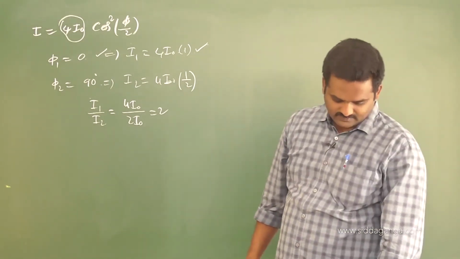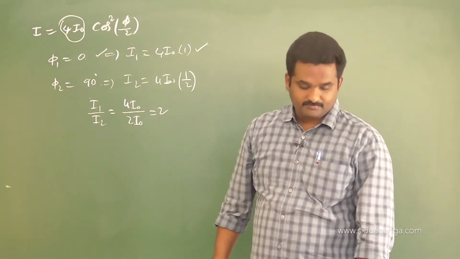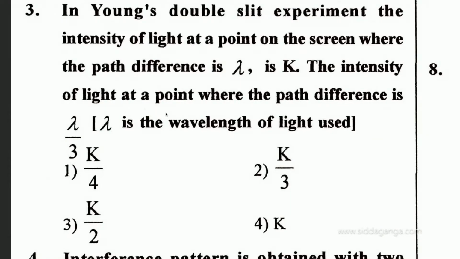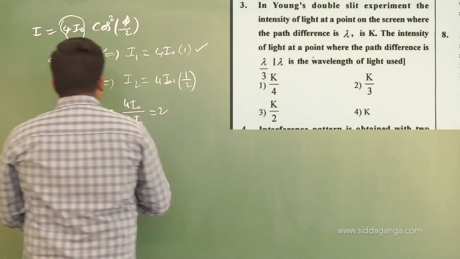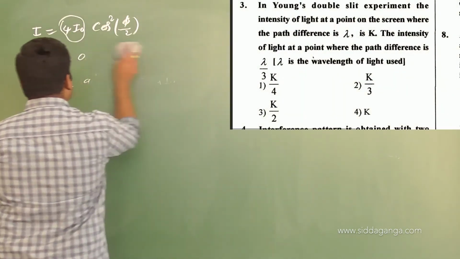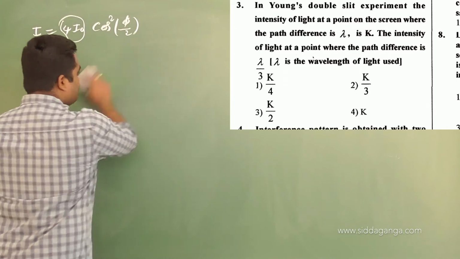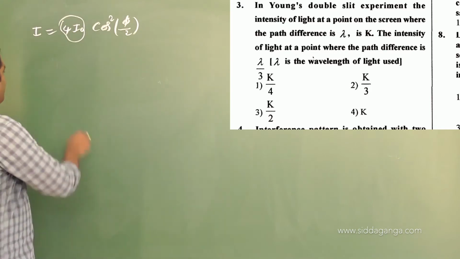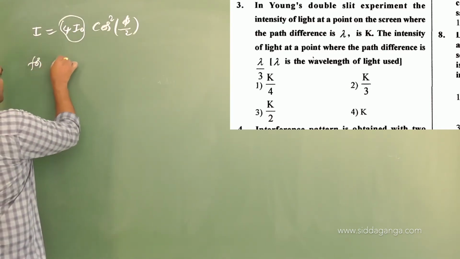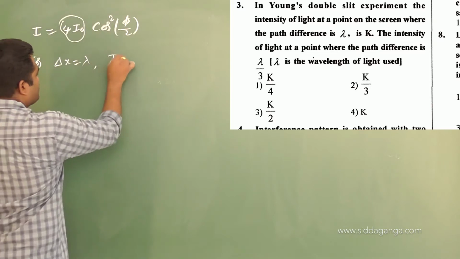Next, third problem. In Young's double slit experiment, the intensity of light at a point on the screen where the path difference is lambda is K. The intensity at a point where the path difference is lambda by 3 is, same formula only. Here, instead of phase difference, what they have given is path difference. Initially, the path difference is lambda, meaning the intensity at a point on the screen where the path difference delta x equals lambda.